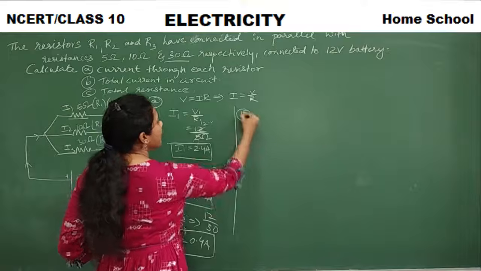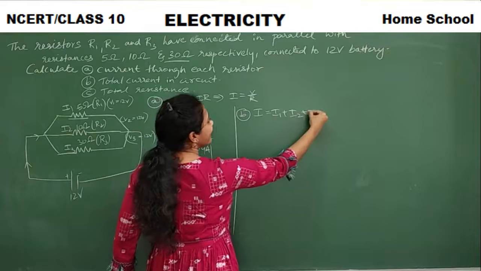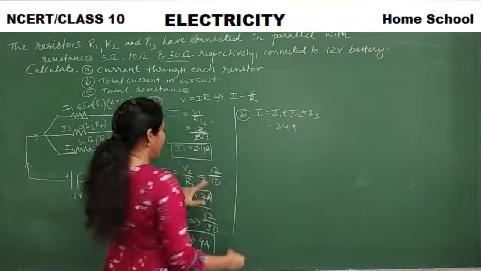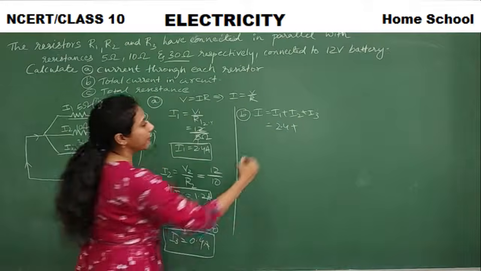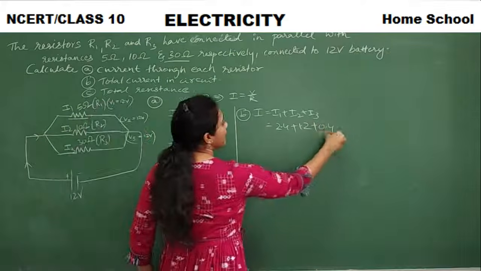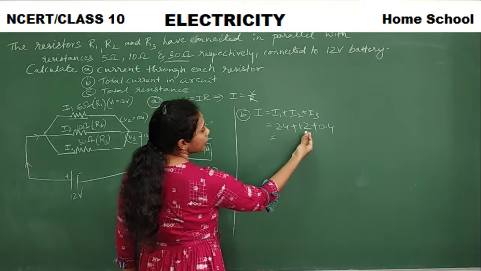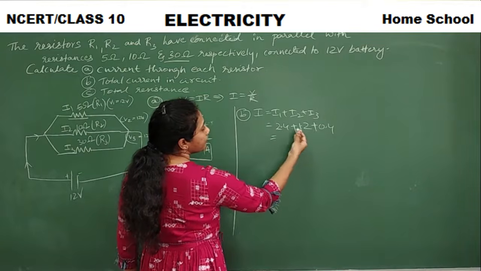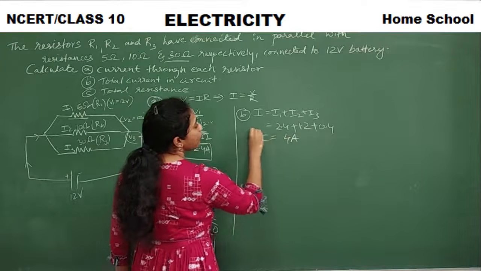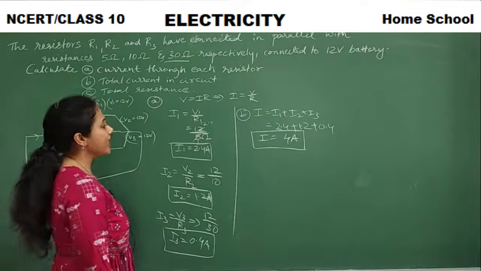So what is the total current? I is equal to I1 plus I2 plus I3, isn't it? So what is I1? Just now we calculated 2.4, plus what is I2? 1.2. What is I3? 0.4, isn't it? So if you add all of them, you would be getting how much? 4 amperes, right? So I is equal to 4 amperes you will get. Fine. So second question is over.